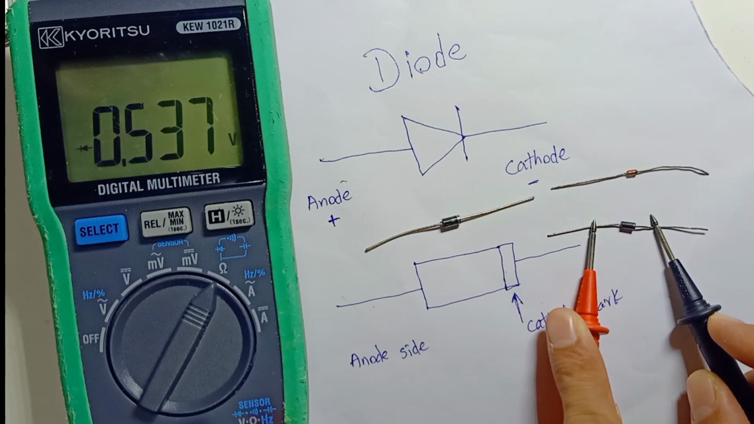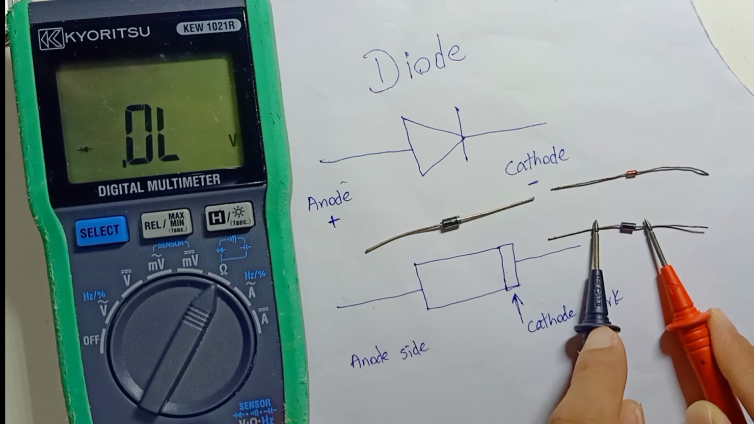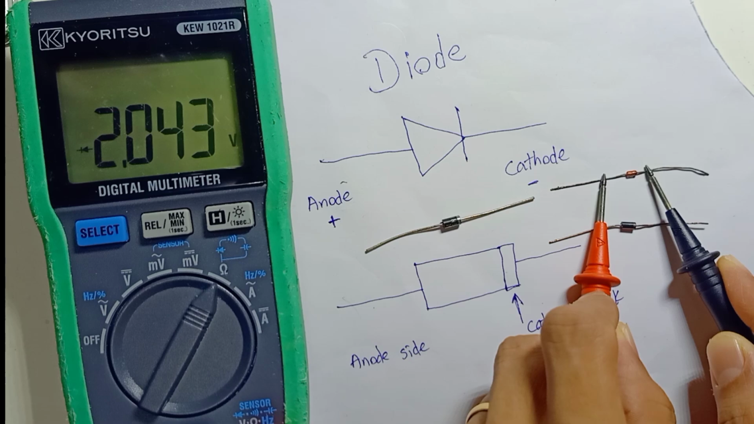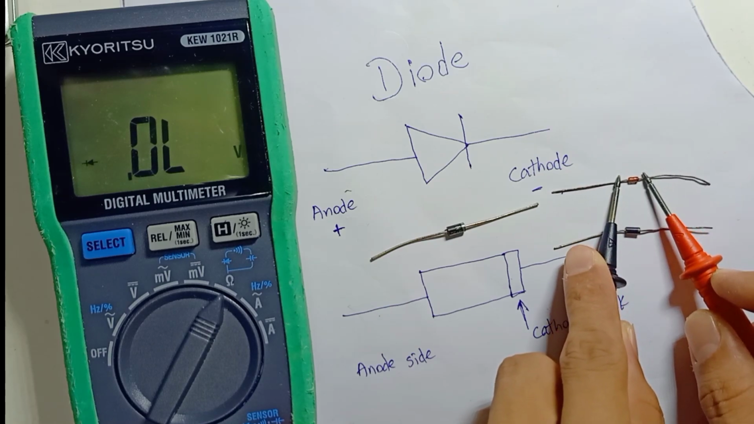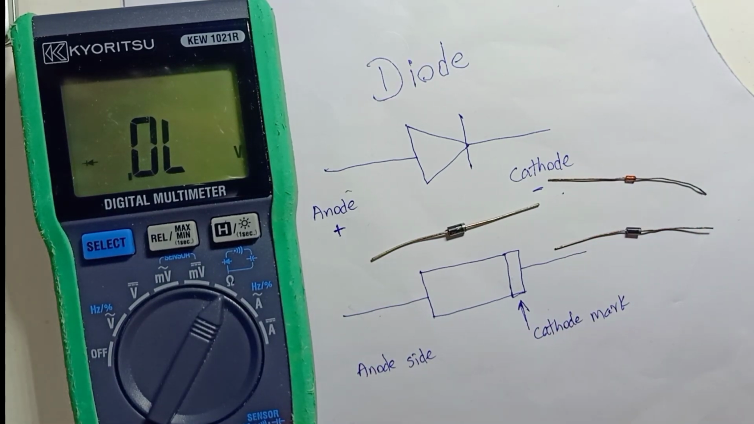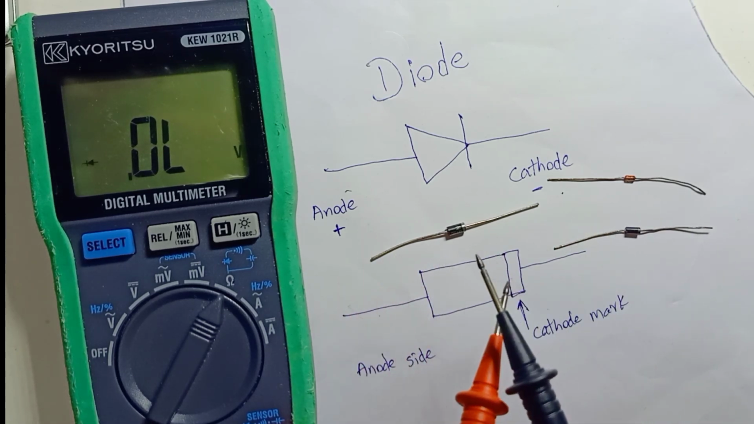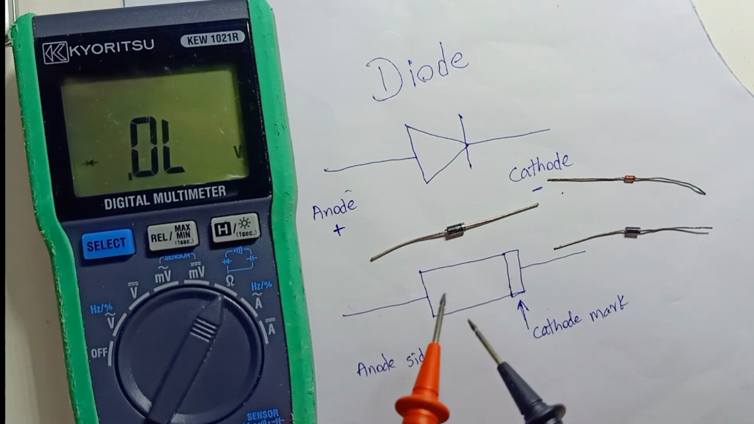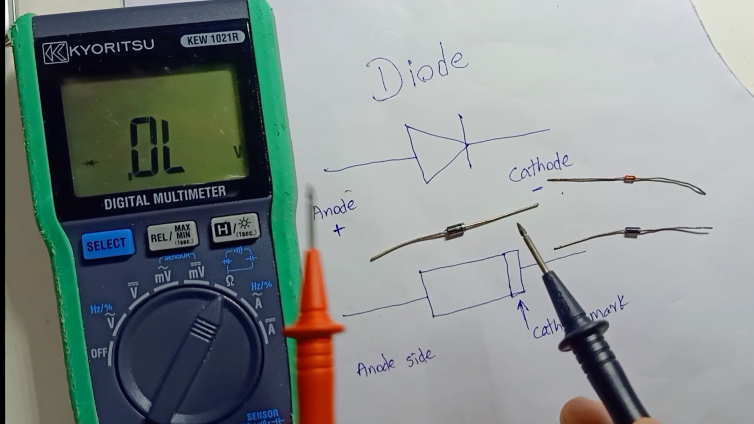Anode to cathode, reverse, block. Anode to cathode, reverse, block. So for any kind of diode, the testing method will always be the same, regardless of the size, regardless of the voltage, and regardless of the type of diode.